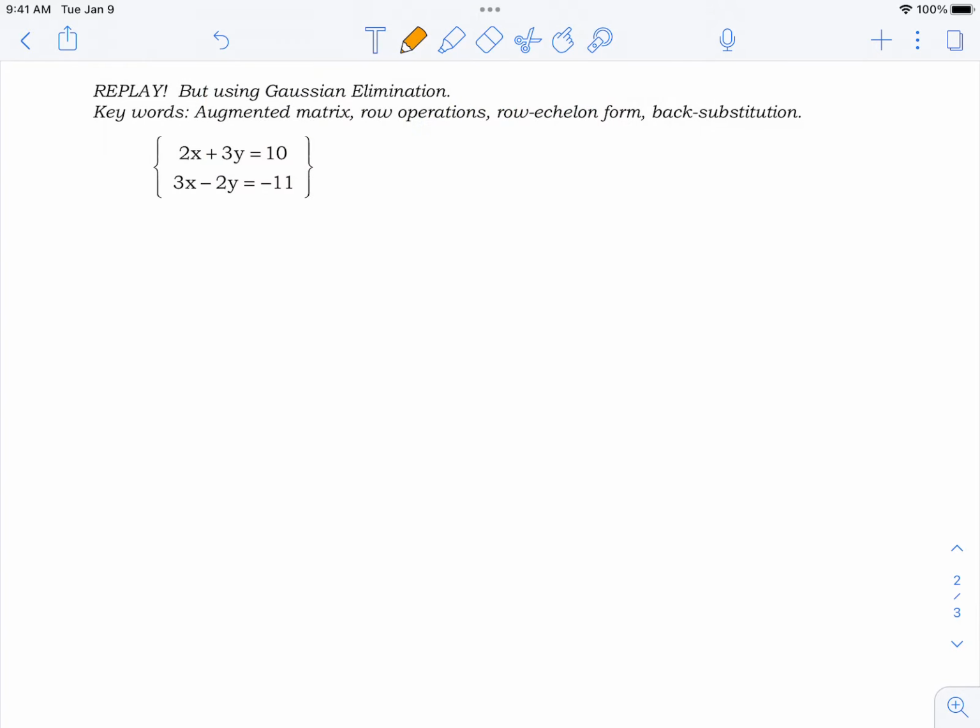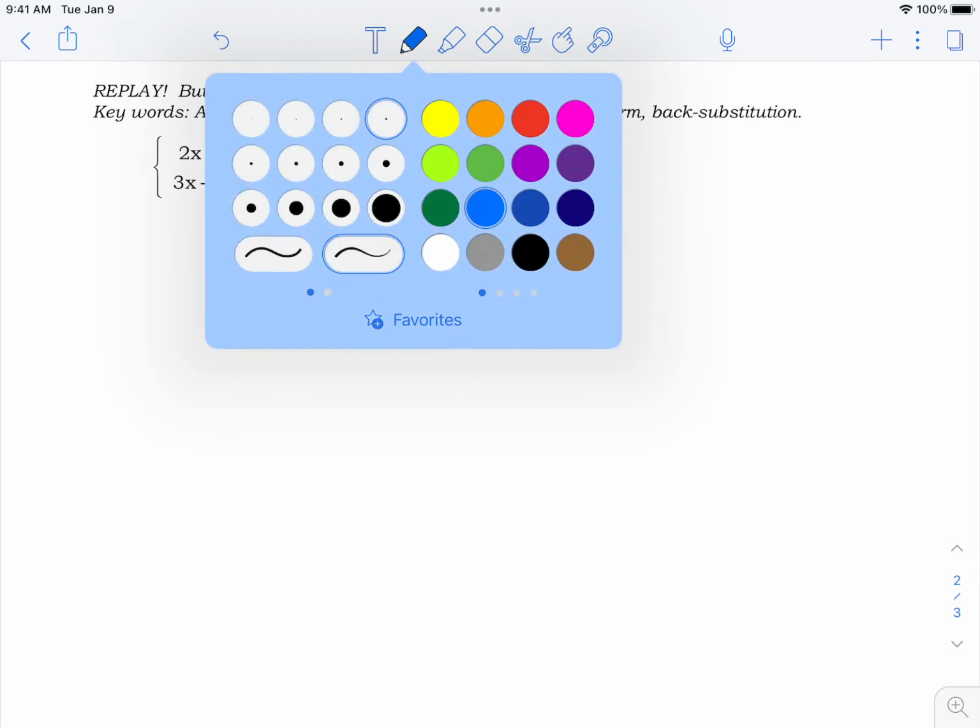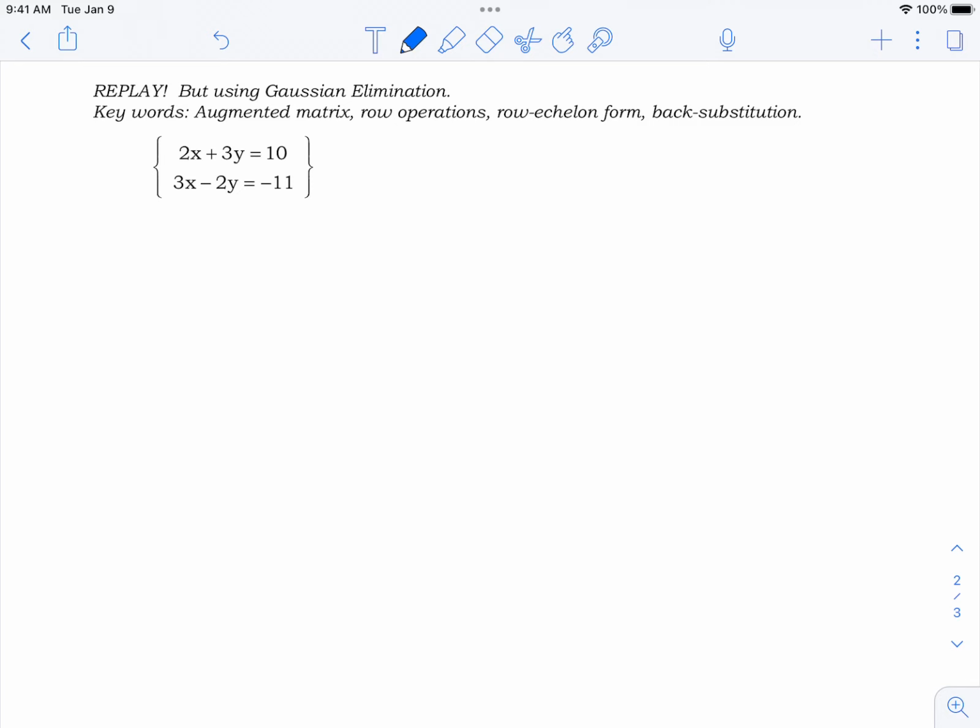Turns out there's almost like a lingo that goes here. We got some terms to learn like augmented matrix, row operations, row-echelon form, back-substitution. What do all these things mean? Plus there's a bit of notation that we need to learn. So the good news is we're going to go through the same steps again for a bit of reinforcement, but while we're at it, we're going to do this all official like.